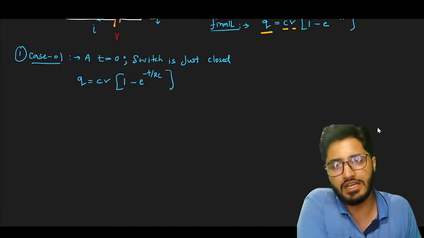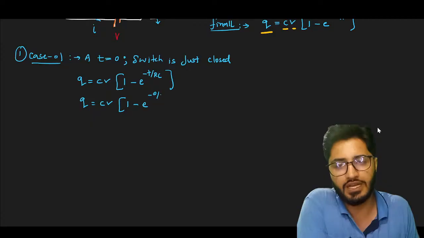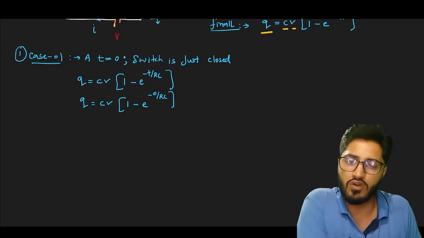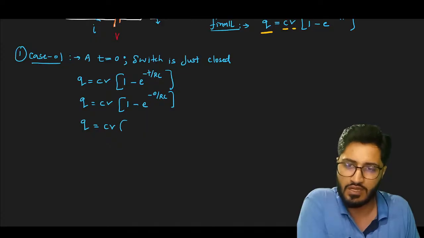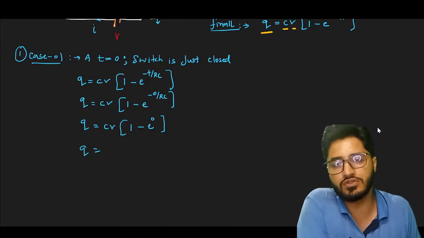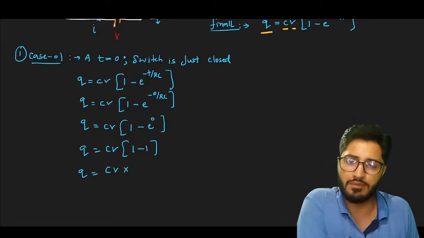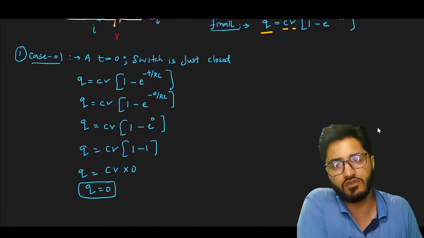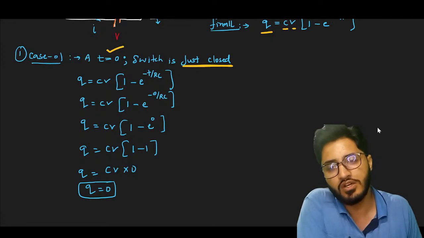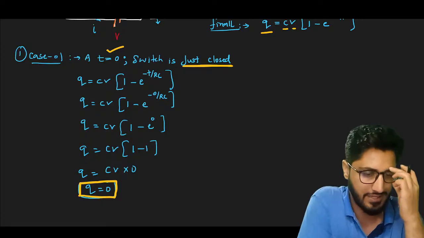Now place the value of T as 0. I can write Q equals to CV times 1 minus e to the power minus 0 by RC. 0 by RC is 0, obviously, so Q equals CV times 1 minus e to the power 0. Something to the power 0 is 1, so Q equals CV times 1 minus 1. So Q came out to be CV multiplied by 0, so my charge came out to be 0. The meaning of this expression is when you are just closing the switch, when T is 0, the charge across the capacitor is also 0.